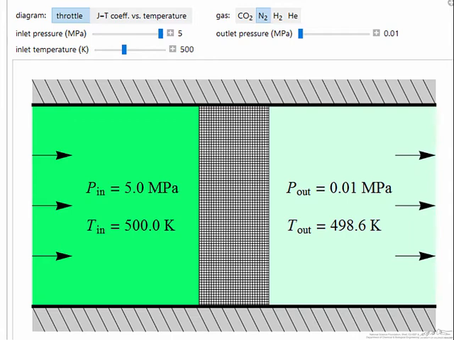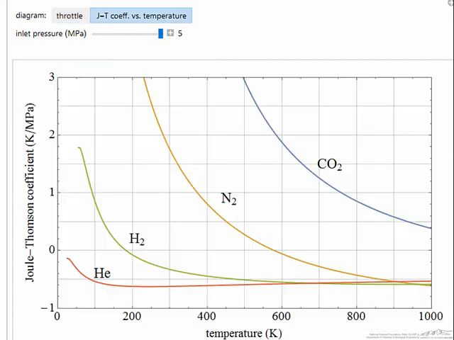Critical temperatures are very different, for example, between CO2 and nitrogen, and between helium, hydrogen, and nitrogen. So the idea of this simulation is to give you a little better physical feeling for behavior when we do an adiabatic expansion. Remember, the first law says the enthalpy of the inlet gas is equal to the enthalpy of the outlet gas. Here is a plot of the Joule-Thomson coefficient, which is number of degrees per megapascal.